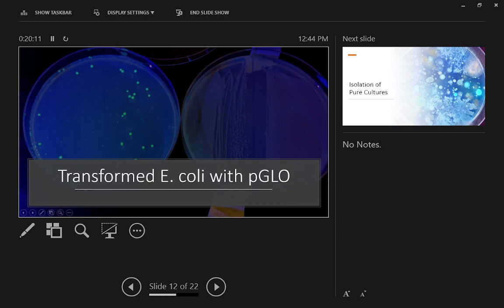So you can see that there's a bunch of bacteria growing on, oops, why did it jump back? This plate is a Luria broth plate with no ampicillin and no arabinose. So you can see that you've got bacterial growth on both sides, but there's no glowing. That's because there's no arabinose on here to make the glowing happen.